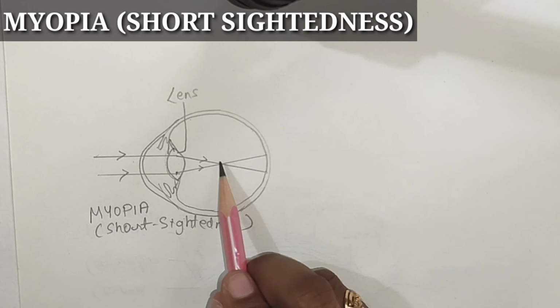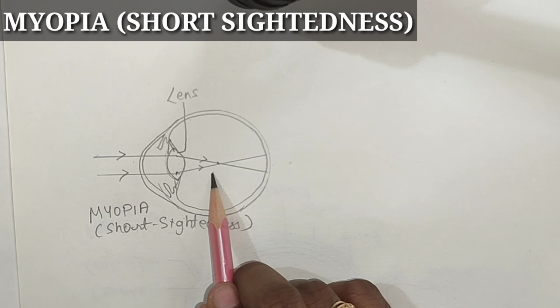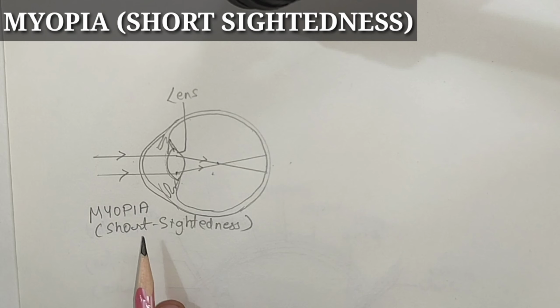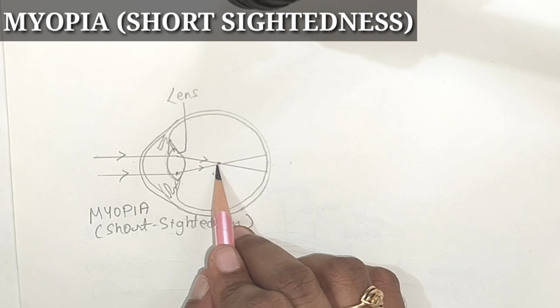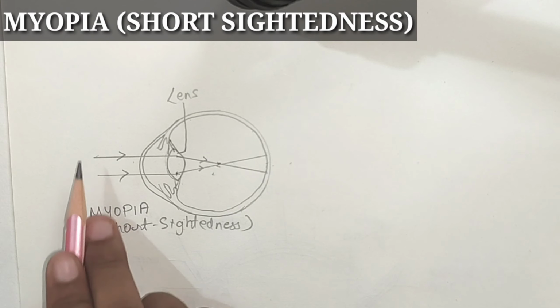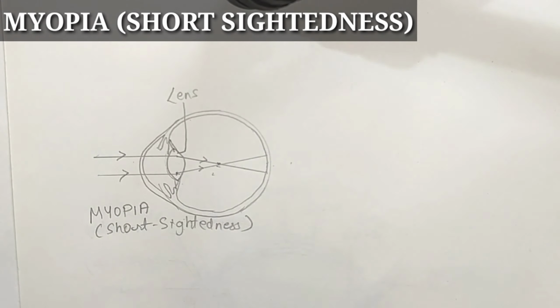Now here you can see that the image is formed in front of the retina. Retina के आगे बना है. Now if the image forms before the retina, then this particular condition is called myopia, or short sightedness. In this condition, a person may see nearby objects clearly, but distant objects appear blurred.